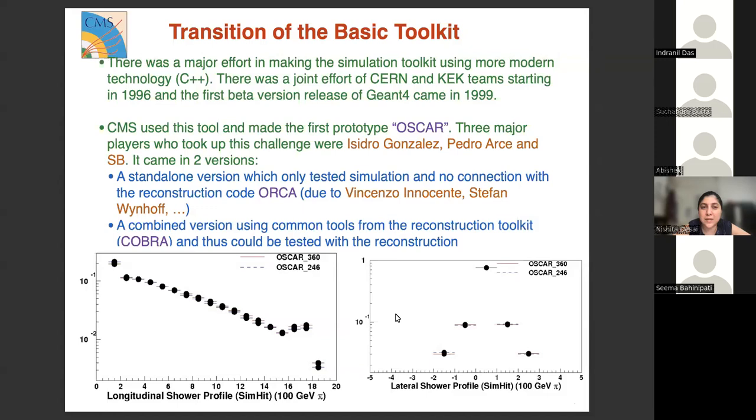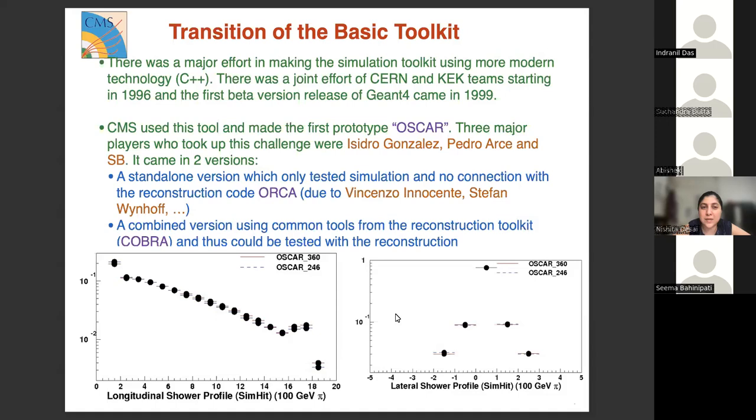It came in two versions. It has a standalone version which only tested simulation, and it had no connection with the reconstruction code, which was developed as ORCA. This basic work was done by Vincenzo and Stefan and a few others. But there was no connection at the time between the two. So it was essentially used to see that Geant4 can be used to do the simulation, but how good it was, nobody knew.